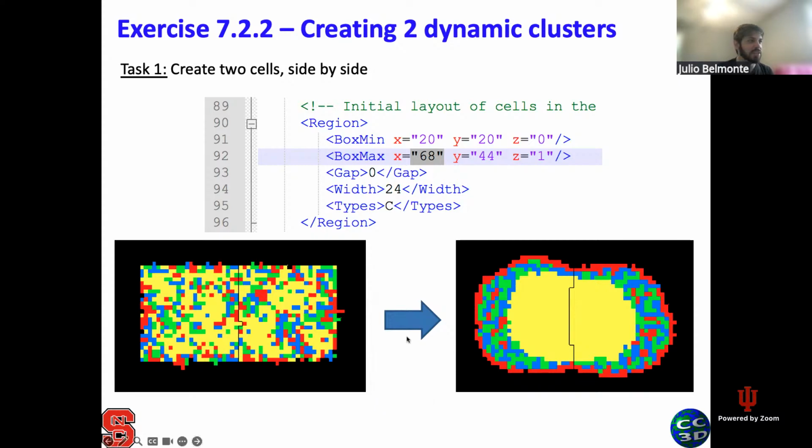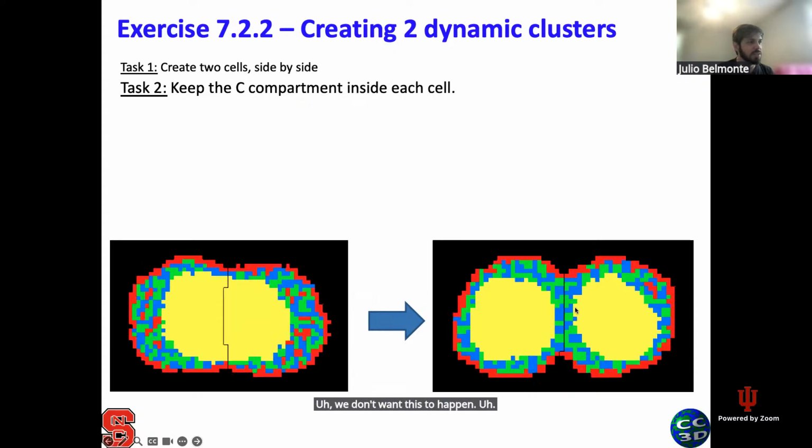So now the next task is to fix the output. We don't want this to happen. We want this to happen.